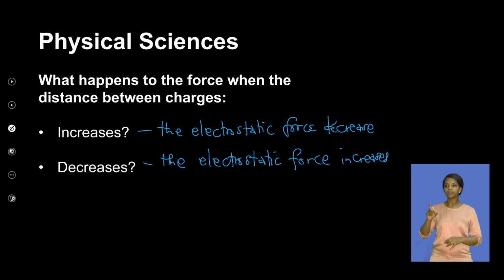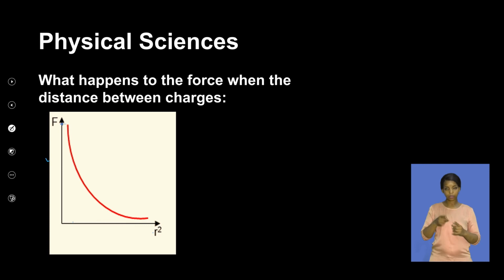So this is the gist of exactly what we want to discover or arrive at. Now here's a graph that shows exactly what happens. It shows what happens to the force when the distance between the charges changes. Now we are saying, the mathematical relationship, that the electrostatic force is inversely proportional to the square of the distance. So if the square of the distance increases, what happens to the electrostatic force?